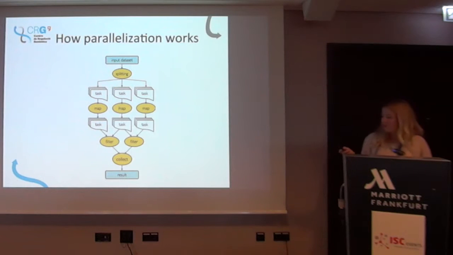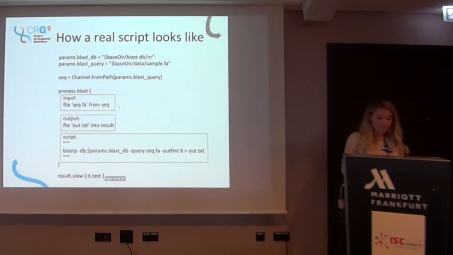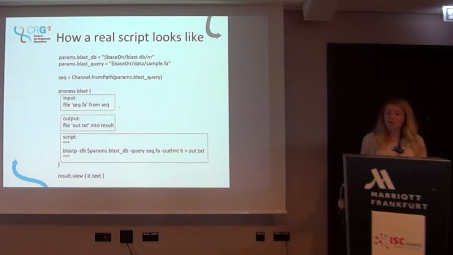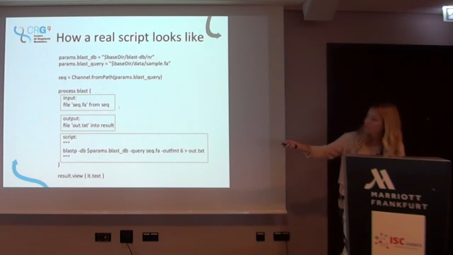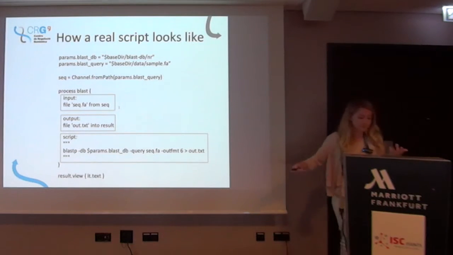So basically this is how it works. It gets the input data, it does the splitting, does the task, the map, and again, it collects everything. And I'm going a bit fast. So this is how a real script will look. This is a BLAST script. So input, output, here are the paths, basically. Input, output, and the script. But here is just BLAST code, basically.